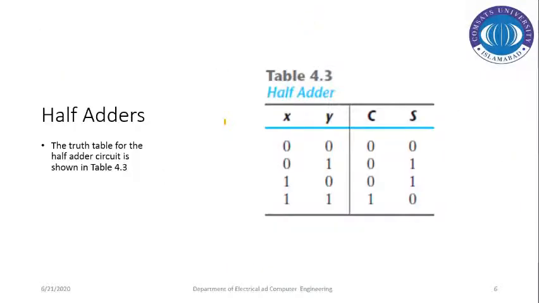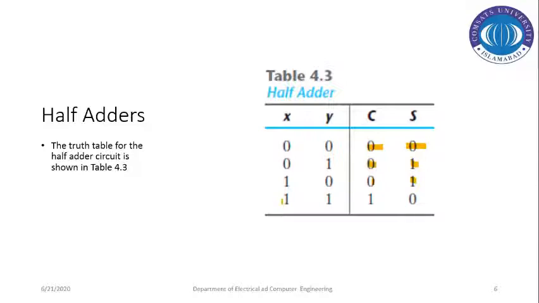So let us see the truth table, how the half adder performs the addition operation. Here x and y are the two input bits and c and s are output bits. Basically c represents the carry bit and s represents the sum bit. So if 0 is added with 0, the sum result is also 0 and carry result is also 0. If 0 is added with 1, the summation result is 1 and no carry is produced, so carry is equal to 0. If 1 is added with 0, the summation result is 1 and the carry result is 0.